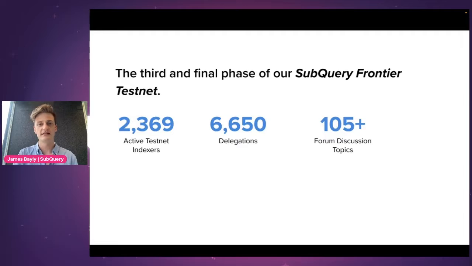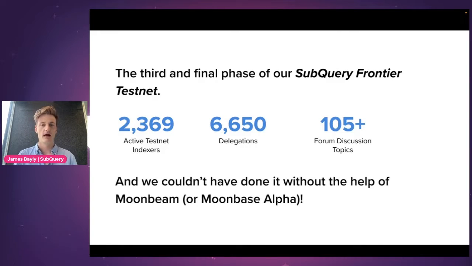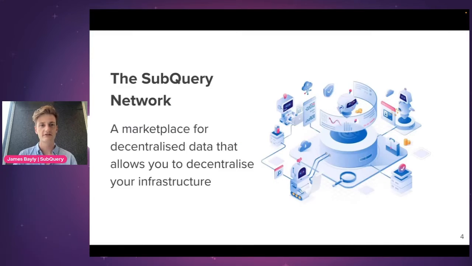And the one thing is, we couldn't have done this without Moonbeam, or specifically Moonbase Alpha. It was one of the venues that we ran our testnet in. And I want to share a bit of the story around how we did this and how Moonbeam allowed us to deliver this fast, how it allowed us to scale this testnet to over 2,000 indexers, and how we took advantage of the low fees and the development model.